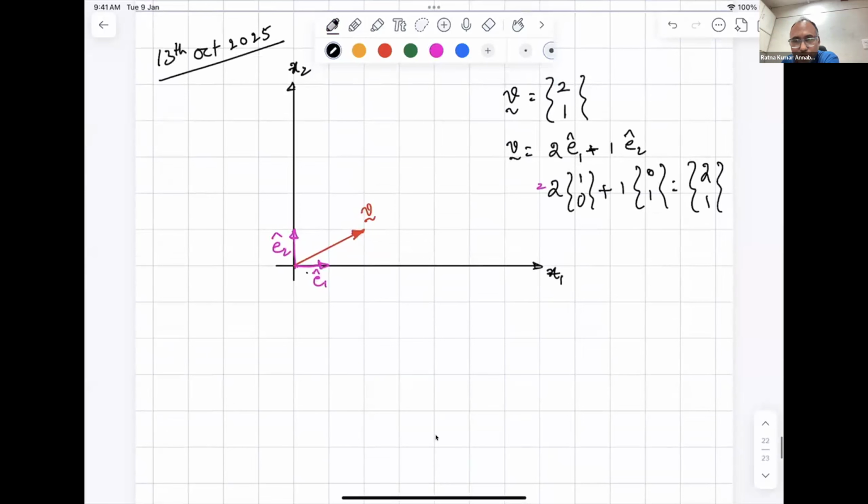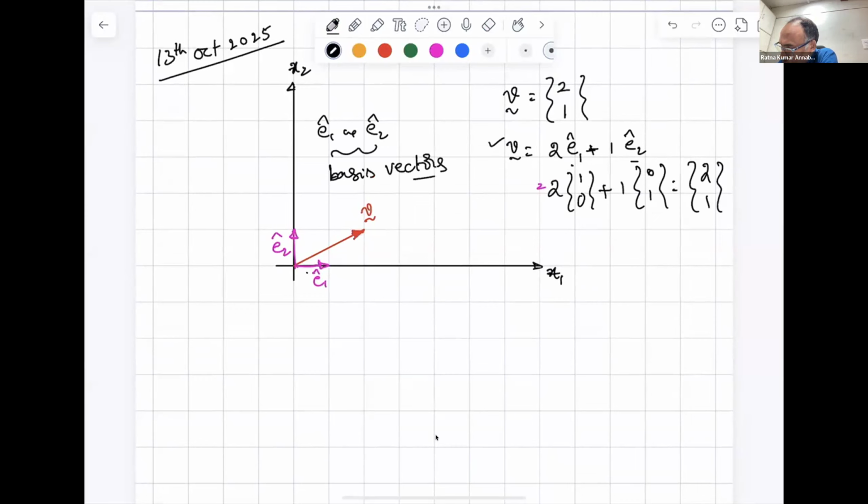So any vector v in 2D can be written as a linear combination of the basis vectors. So this e1 hat and e2 hat are called basis vectors. Is that clear? Yes, sir. Okay.